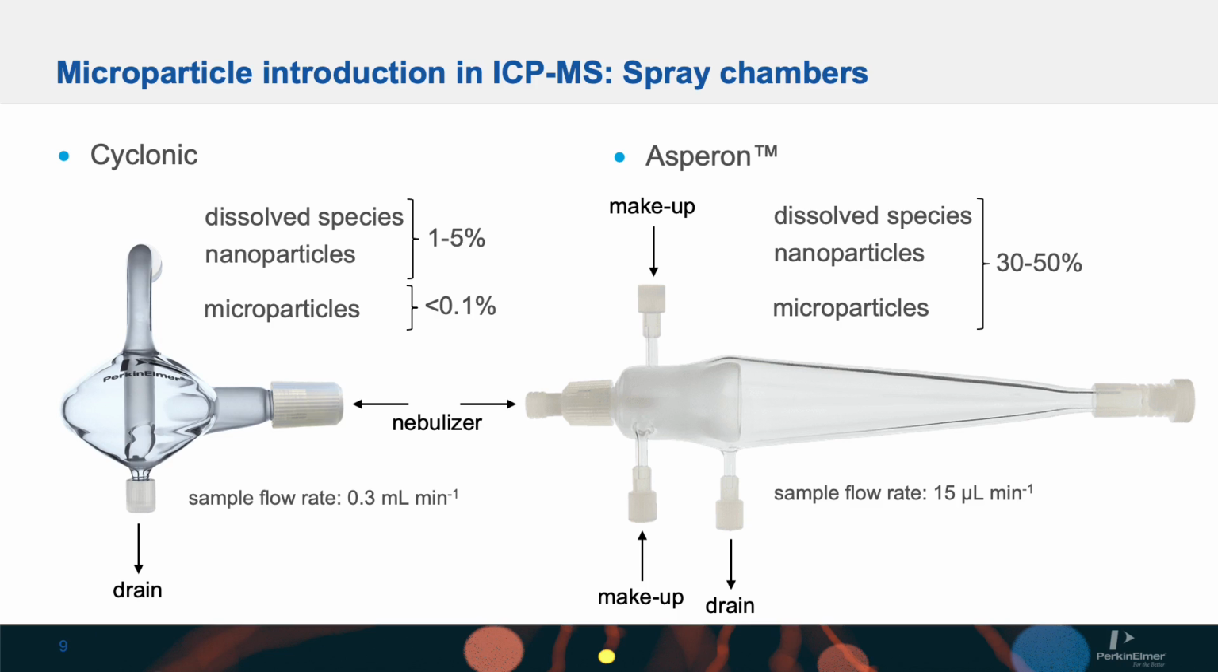The Asperon is a nebulization system used in single-cell ICPMS analysis and specifically designed for the introduction of intact cells. It is a linear path spray chamber with an additional argon gas flow. This makeup flow is introduced through two inlets at the head of the chamber and avoids particles colliding with the walls of the chamber, contributing to improve the nebulization efficiency up to around 50%. This high performance is obtained by using very low sample flow rates, in the range of tens of microliters per minute, around 20 times lower than conventional nebulization systems.